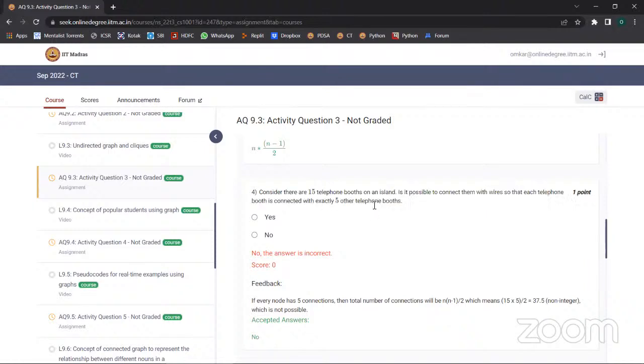Sir, I am not getting it, because it is mentioned n into n minus 1 divided by 2. That formula is confusing, sir, because what is n? It should be 15 into 14 then. I understand why the confusion is there. For this question, this formula is not directly related. Forget about this formula for now. I will come to that formula immediately after this.